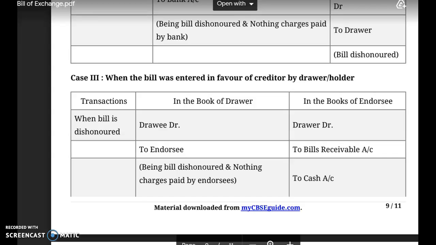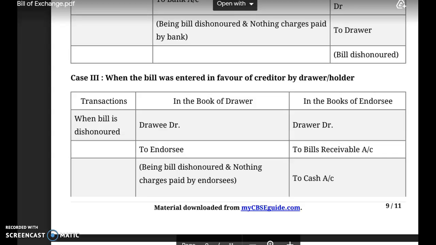So the entry will be drawee account debit to endorsee with the total or gross amount of bill as well as amount of noting charges. Here it is mentioned, not nothing, it is noting, N-O-T-I-N-G, noting charges. So noting charges paid by the endorsee. Entry will be in the books of drawer: drawee account debit to endorsee.